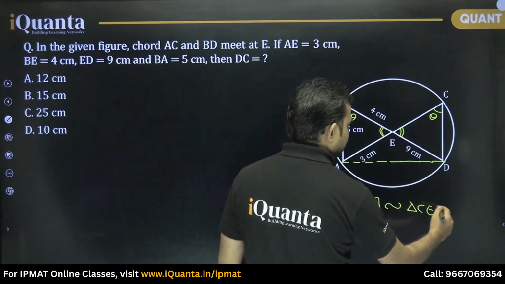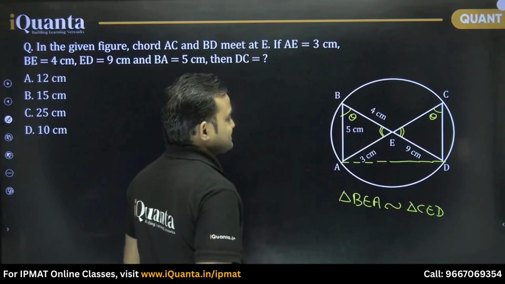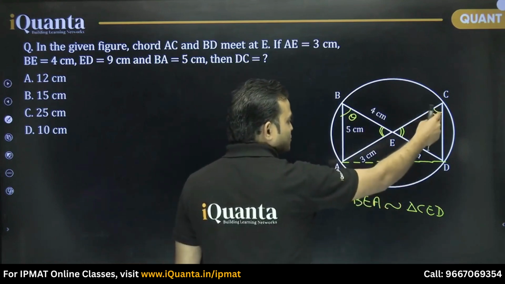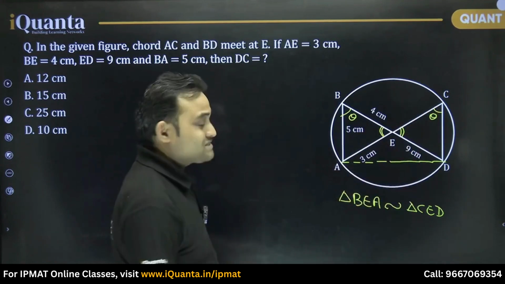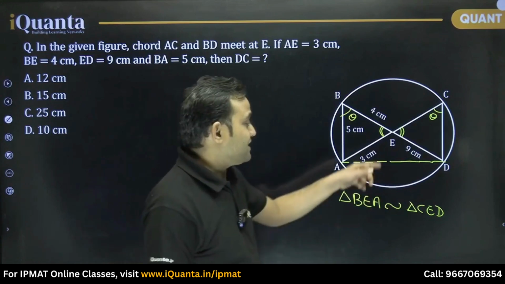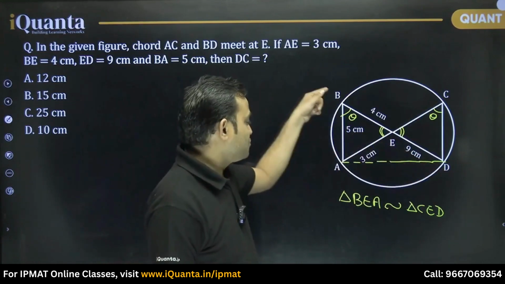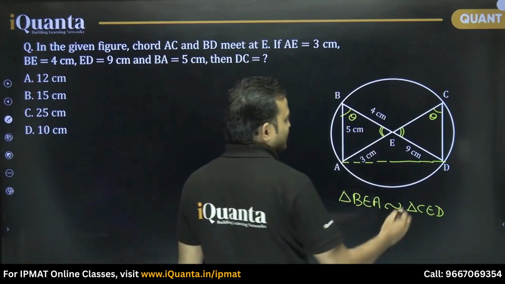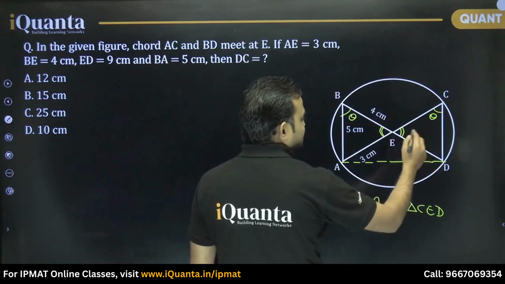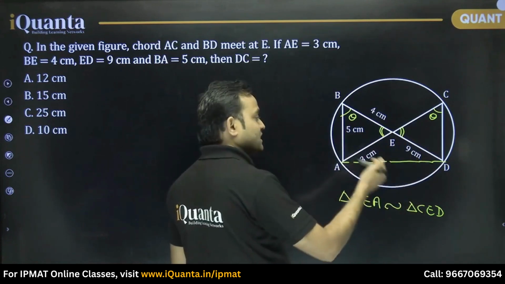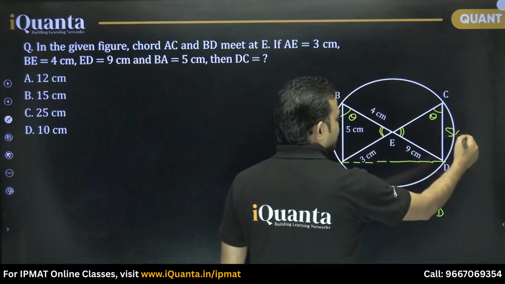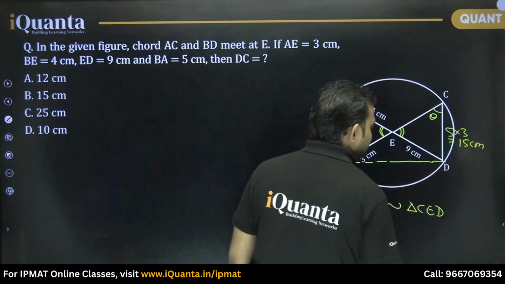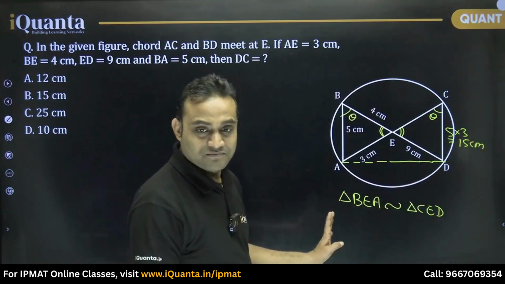Now think about this. The side length opposite to theta is 3 centimeter here, and the side length opposite to theta is 9 centimeter here. Means the ratio of sides of triangle CED to BAE is 3:1, right? So we can say opposite this, the side length will be triple. If this is 5, this must be 5 into 3, which is equal to 15 centimeter. Okay, because these two triangles are similar.